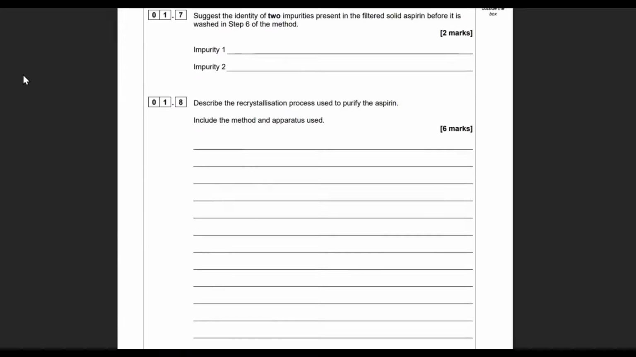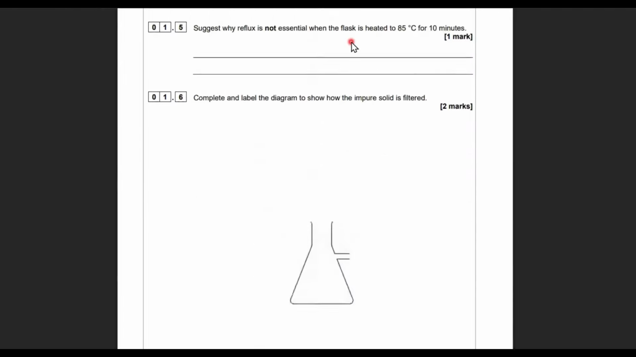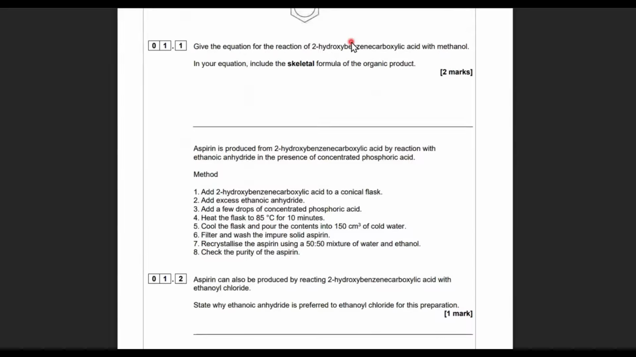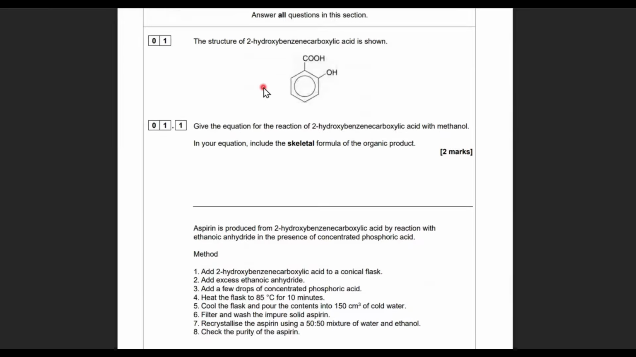Right, let's zing on. 1.7, suggest the identity of two impurities present in the filtered solid aspirin before it is washed in step 6 of the method. And this is worth 2 marks. Can you work out two impurities? If you go back and look at the stem, let's check out the stem of the question.